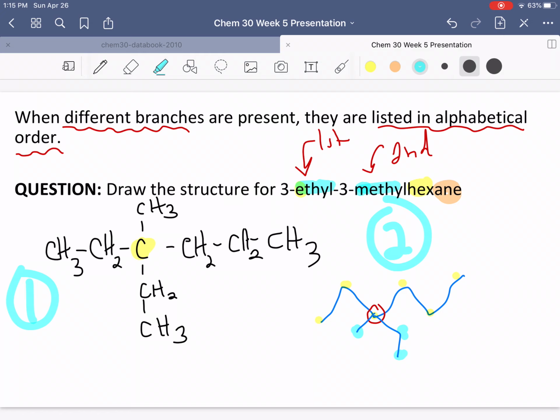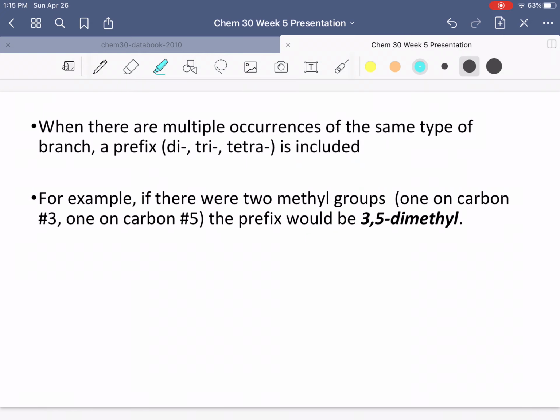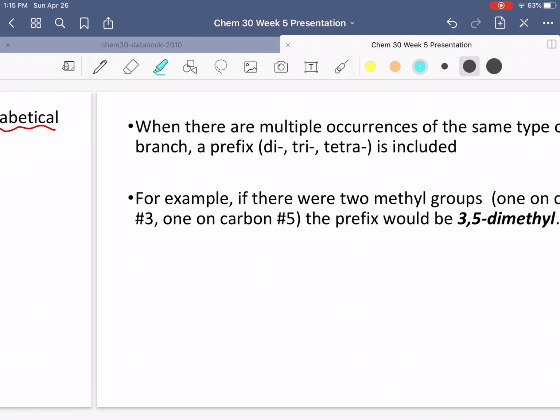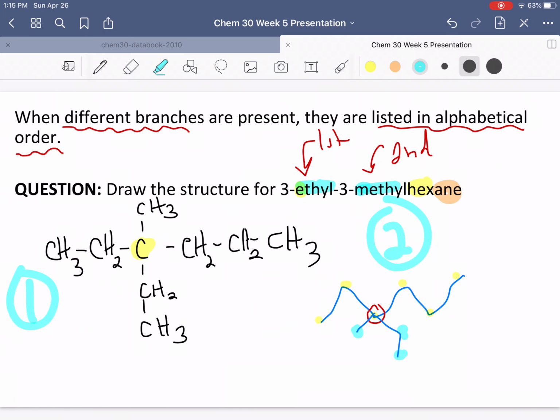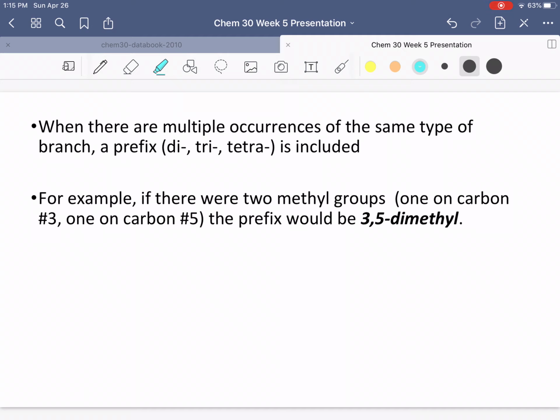Now, what if we've got a weird scenario like this one, where it's not 2 different branches, an ethyl and a methyl, for example, but we've got the exact same branch, multiple methyls or multiple ethyls, etc., etc.